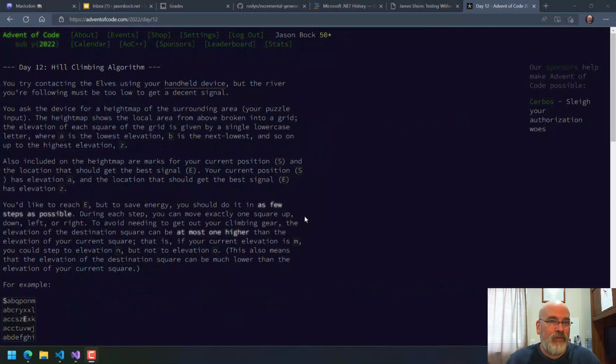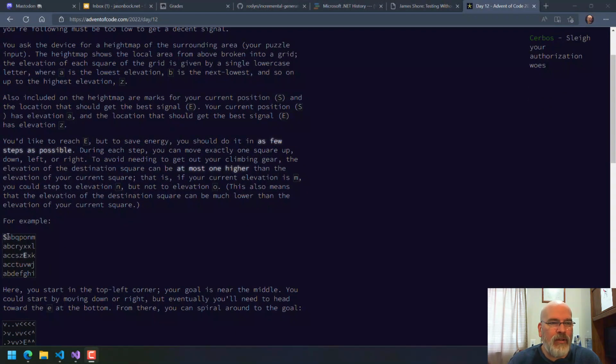This one is literally what it says. It's a hill climbing algorithm. The chart that you're seeing here basically says I'm starting here at S, and then as the characters increase, A is at this level, then B is 1 higher, C is 1 higher, D is 1 higher. So you can only go from an A to a B. You can't go from an A to a C or a B to a D. You can go down as far as you want, but you can only go up in increments of 1. And so you have to find the path that gets you to E and the shortest way to do it.